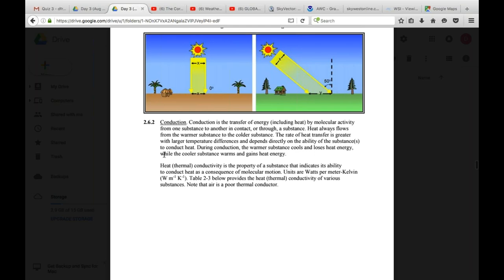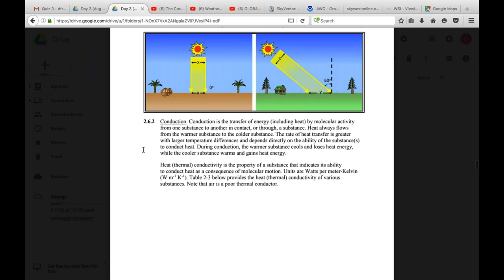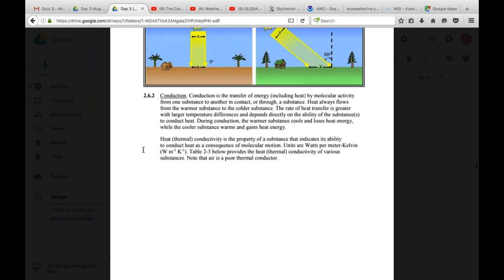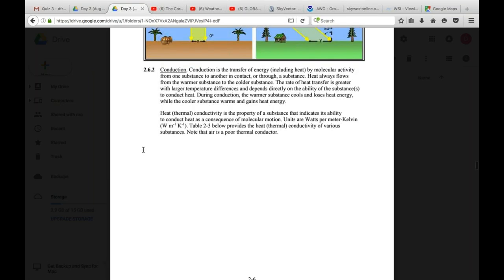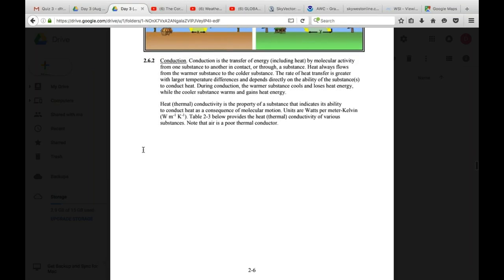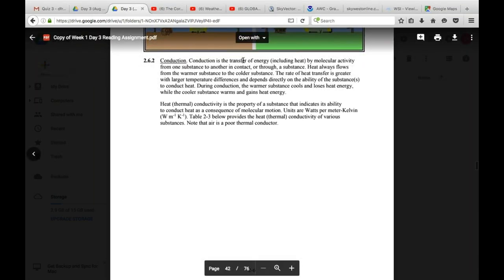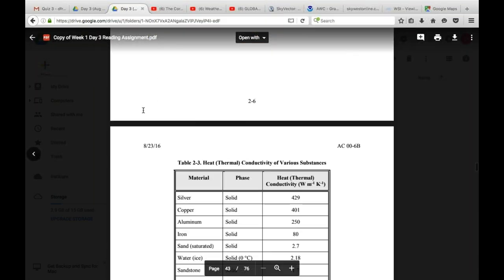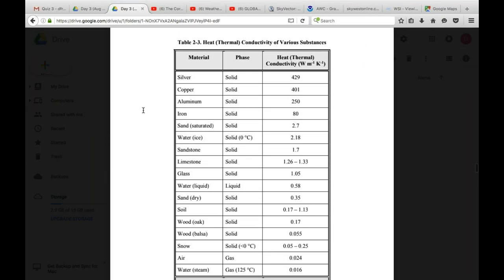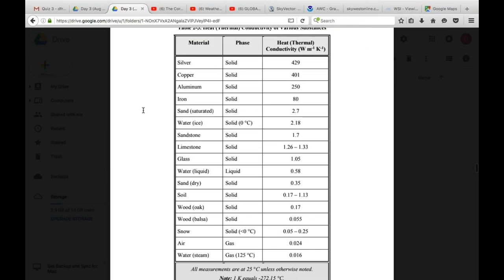The rate of heat transfer is greater with large temperature differences and depends directly on the ability of the substances to conduct heat. During conduction, the warmer substance cools and loses heat energy, while the cooler substance warms and gains heat energy. So conduction is from one substance to another. All right, you guys are going to need to memorize this table.